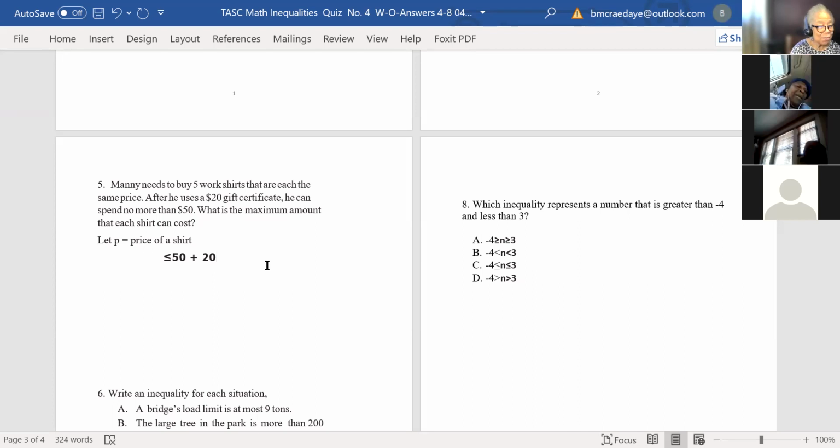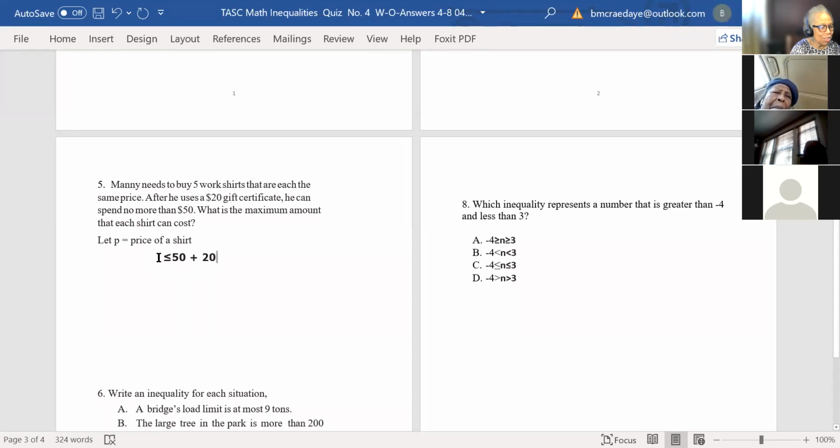So he has a total of $70 to spend. Got it? Now, what goes on the left, Vanessa? What is he buying? 5 shirts. Okay, so what do I put on the left side?